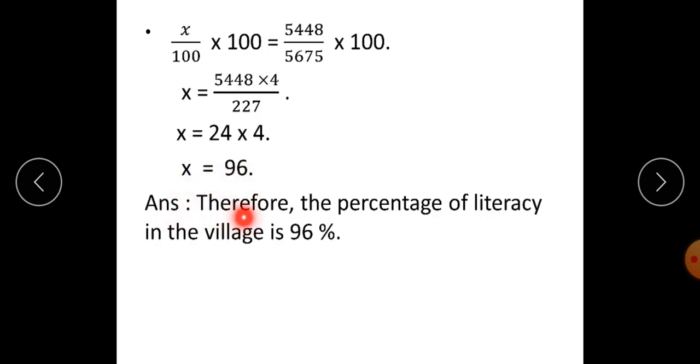Final answer. Therefore, the percentage of literacy in the village is 96%.